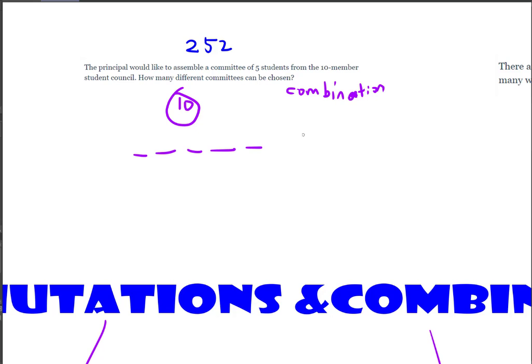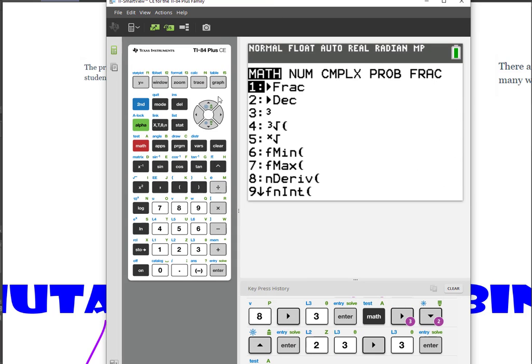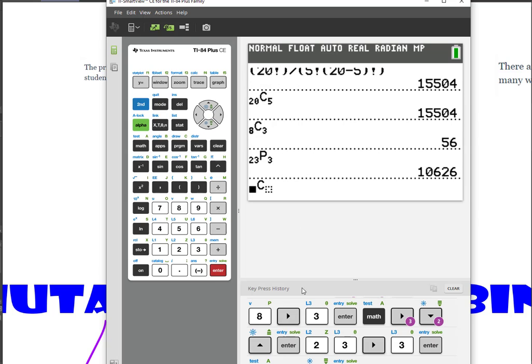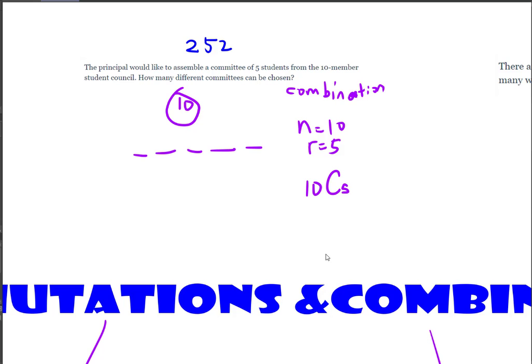So once again, our n value is 10. Our r value is 5. So this is an example of 10C5. And when you do 10C5, enter, you should get 252. If you got 252, congratulations, you are on the right track. This beautiful 252 right here is gorgeous.